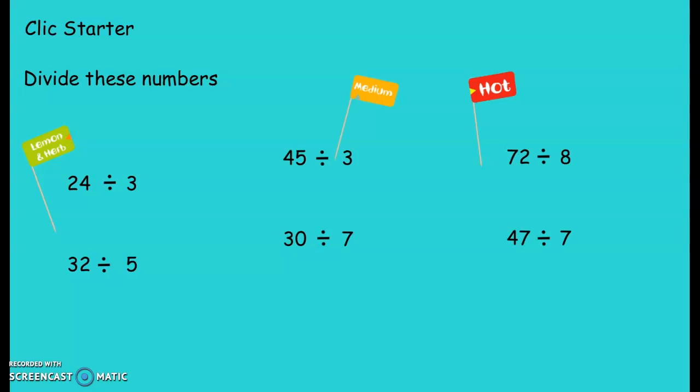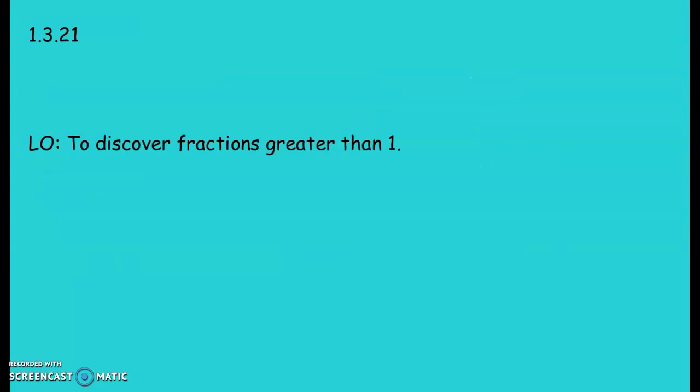To be honest, I expect almost everyone to be able to do the medium ones at least. So have a go at doing the lemon and herb as a little warm up, and then move on to the medium ones, because the lemon and herb ones, they're nice and simple numbers. The first one is a nice easy division that divides into something. The second one's a bit trickier, but maybe a bit more obvious as to what the remainder will be. Can you have a go at doing at least the orange and maybe even the red if you're feeling up to it? Our learning objective today is to discover fractions greater than 1.